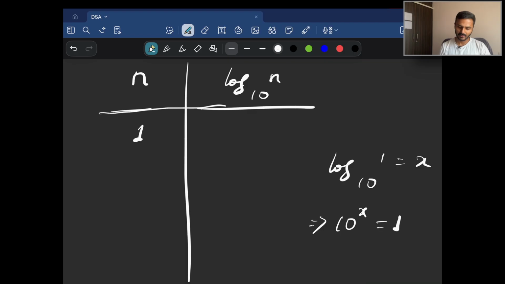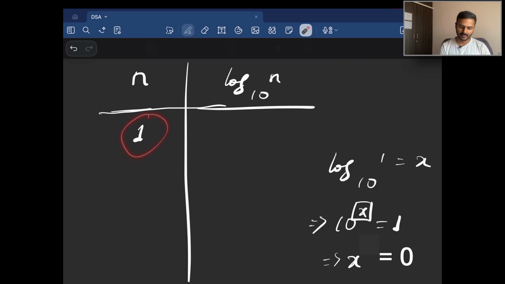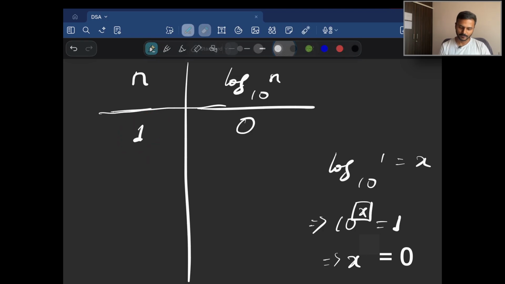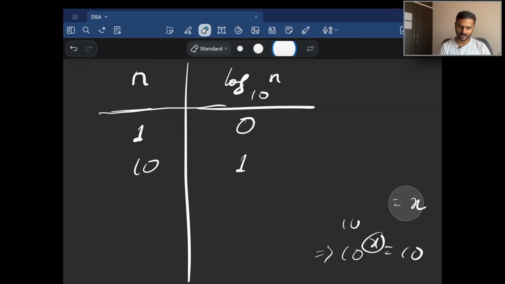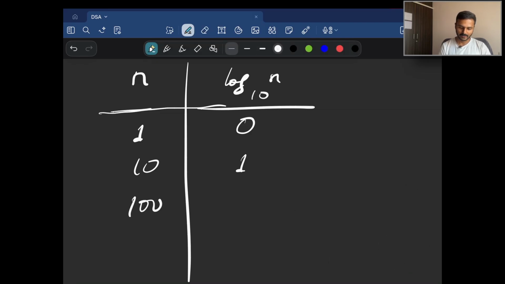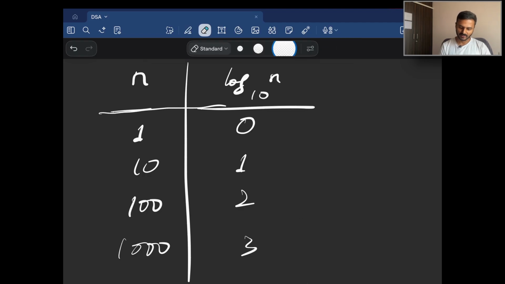So if we assume that this is x, what does this become? This becomes 10 power x is equal to 1, right? Now, what will be the value of x such that you get 1? That value of x would be 0, right? So if n is 1, log n base 10 would be 0. Similarly, if we take, let's say, 10, this would be 1, right? Because this is what we have, log 10 base 10. And if we take this as x, we will get 10 power x is equal to 10, and x will be 1. Going by the same logic, 100 would give us 2, and 1000 would give us 3, and so on. So do you notice a pattern?